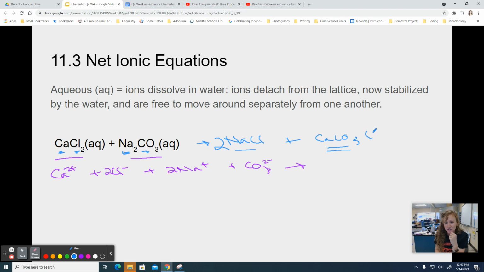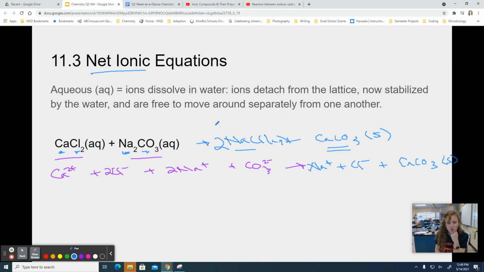So this actually forms a new solid. It's not aqueous. Those ions do stick together and form a solid in there. Sodium chloride remains as aqueous. So for our net ionic equation, where we want to represent the ions as they actually exist, we're going to write sodium and chloride separately because they will be floating around the solution. They are aqueous, stabilized by that water molecule. And we're going to keep calcium carbonate together because those ions are actually sticking together, forming a solid.